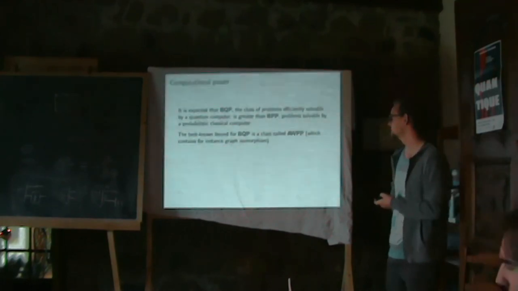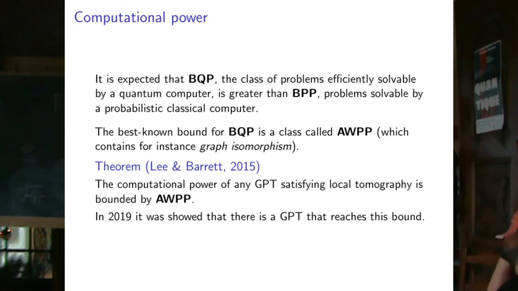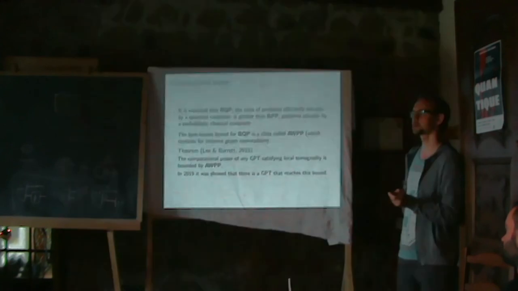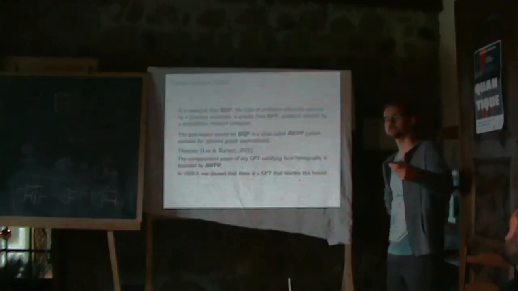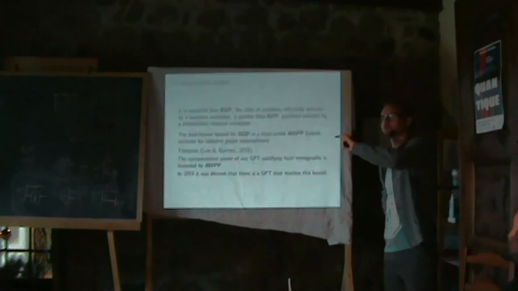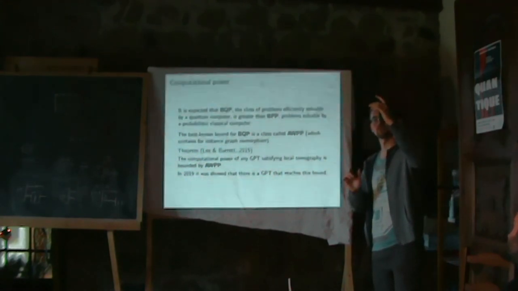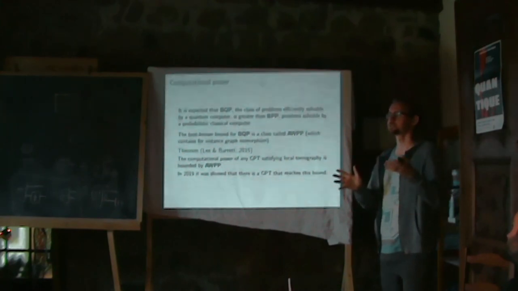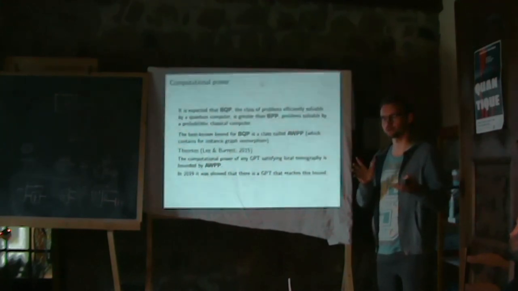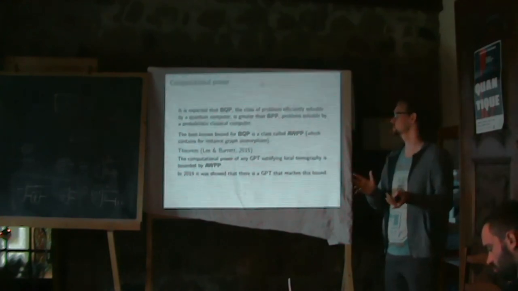It turns out that this bound AWPP is actually the bound of any GPT satisfying local tomography, and this is even without assuming causality in the GPT. So AWPP is sort of a universal upper bound for all these things. It says that quantum theory might be stronger than classical theory, but an arbitrary other physical theory won't be much faster than quantum computers. So the computational power of quantum theory is not super special in this sense.